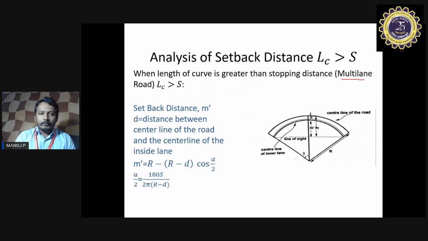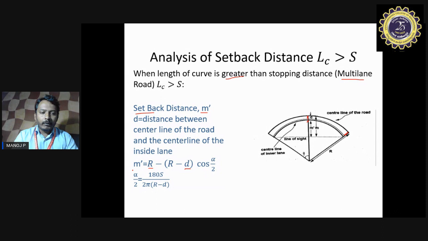For a multi-lane road, with the same length of the curve greater than stopping sight distance, how do you calculate the setback distance M dash? Here D is again extra. D is the distance between the center line of the road and center line of the inside curve. Look here: instead of R minus R cos alpha by 2, you subtract D as well, since another lane is there. So it is R minus D cos alpha by 2.